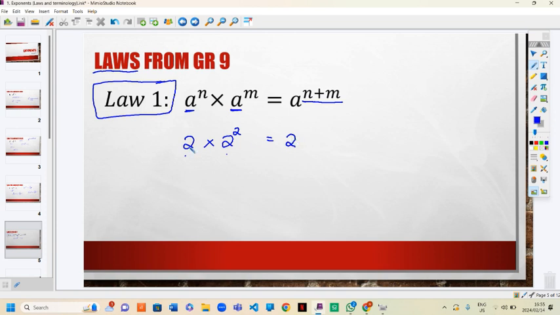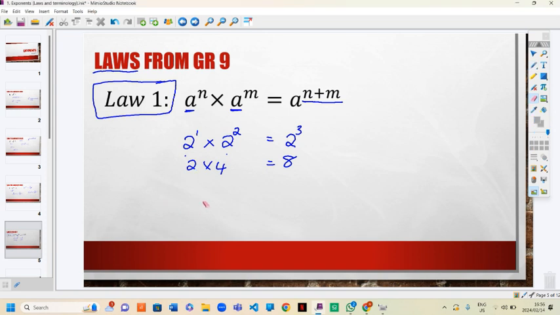And what do I do when I've got same bases multiplying with each other? I add the exponents. What is the exponent here for 2? It's just 1. So 1 plus 2 gives me 3. And what is 2 to the power of 3? 8. Good. Let's check ourselves. What is 2 to the power of 1? It's just 2, multiplied by 2 to the power of 2. What is 2 to the power of 2 in normal numbers? It's 4. So 4 multiplied by 2 is 8. So I am right.